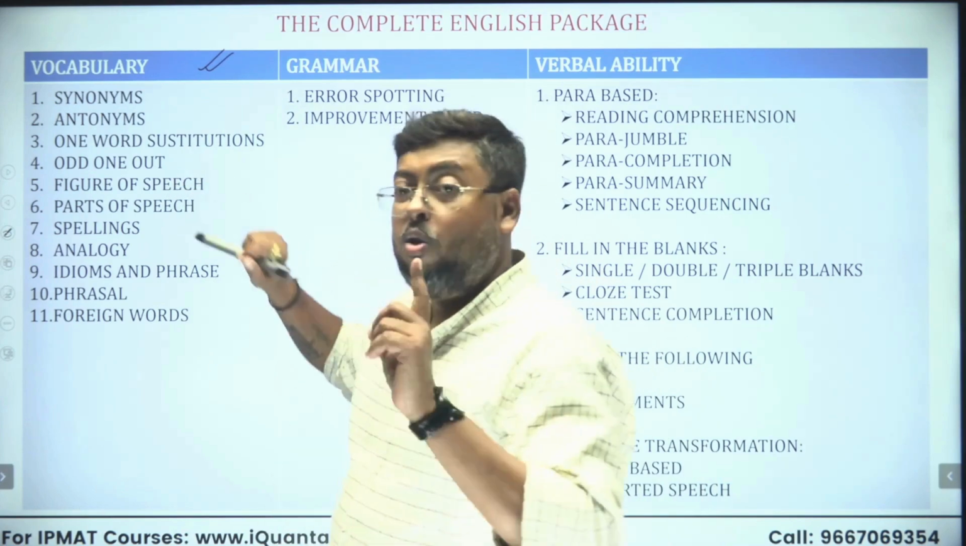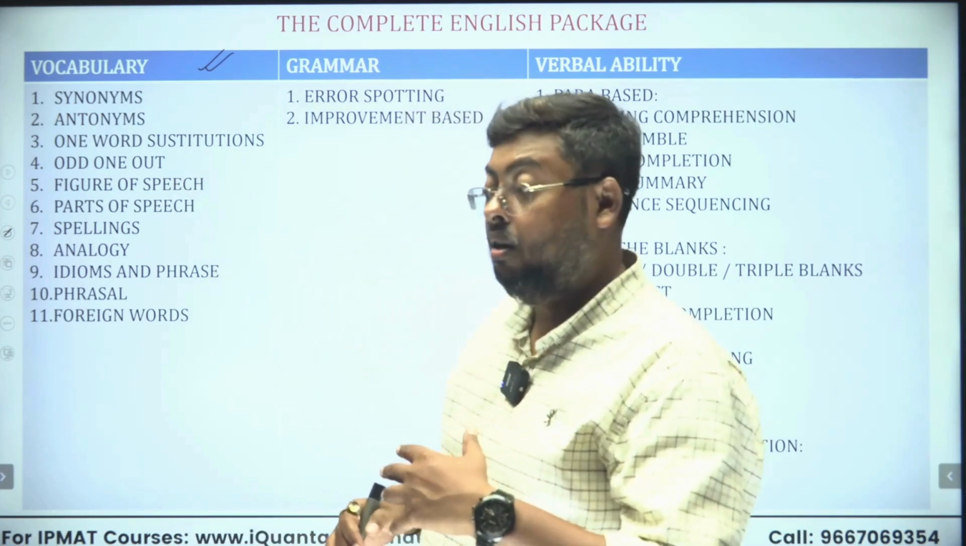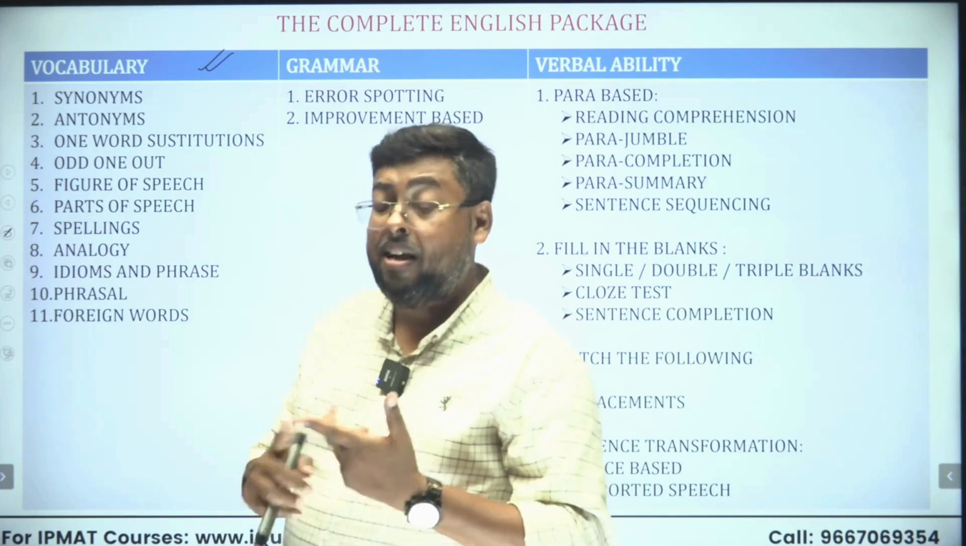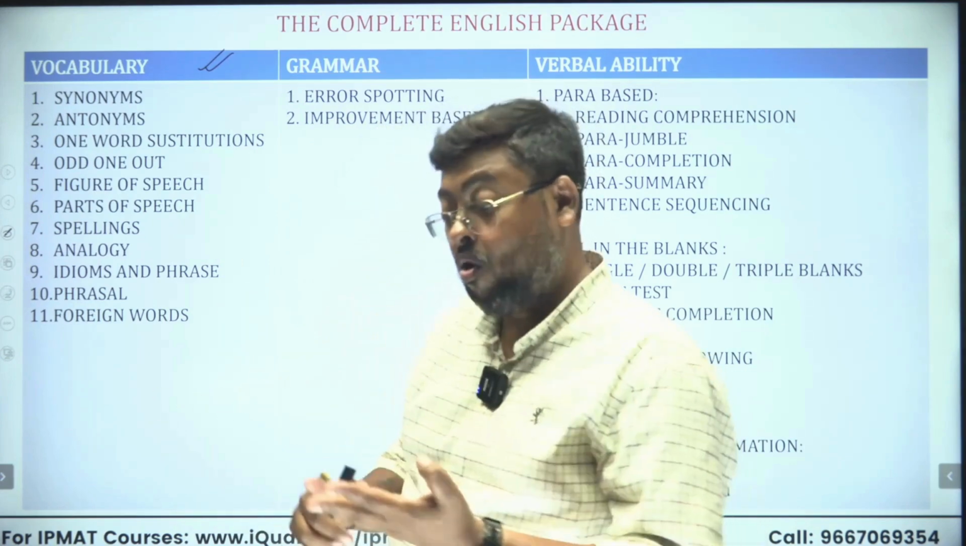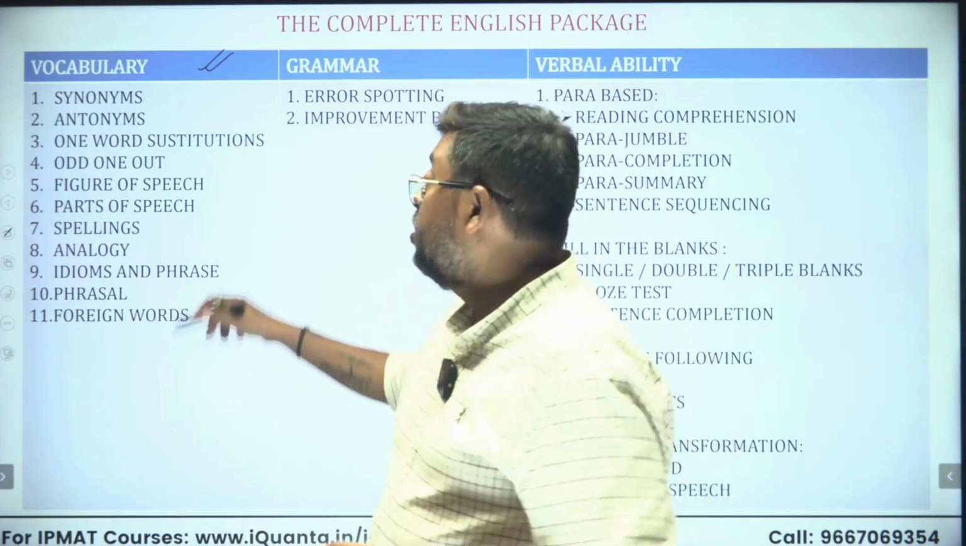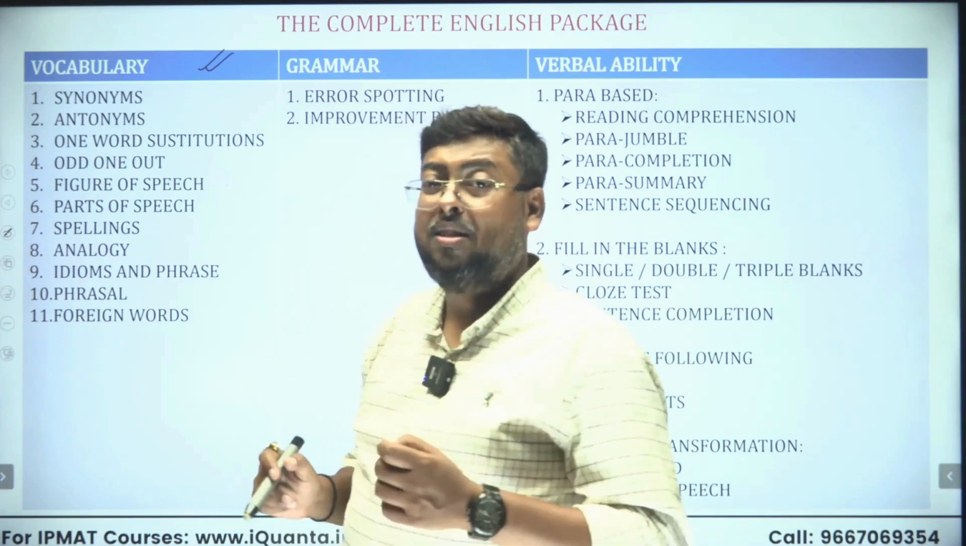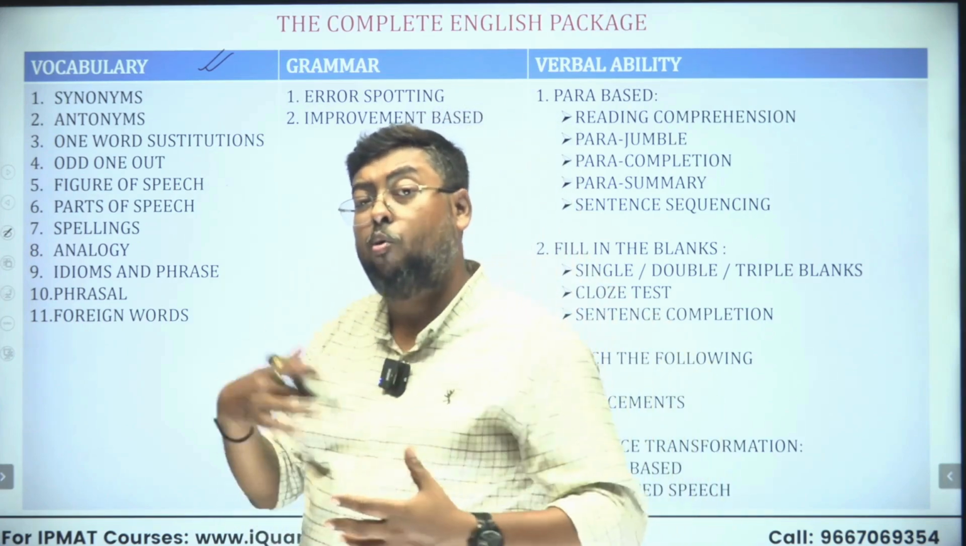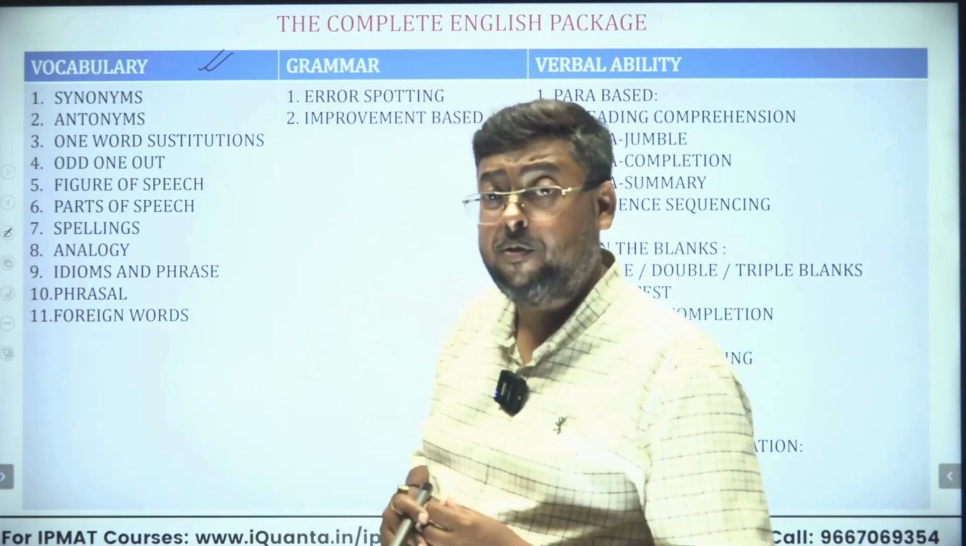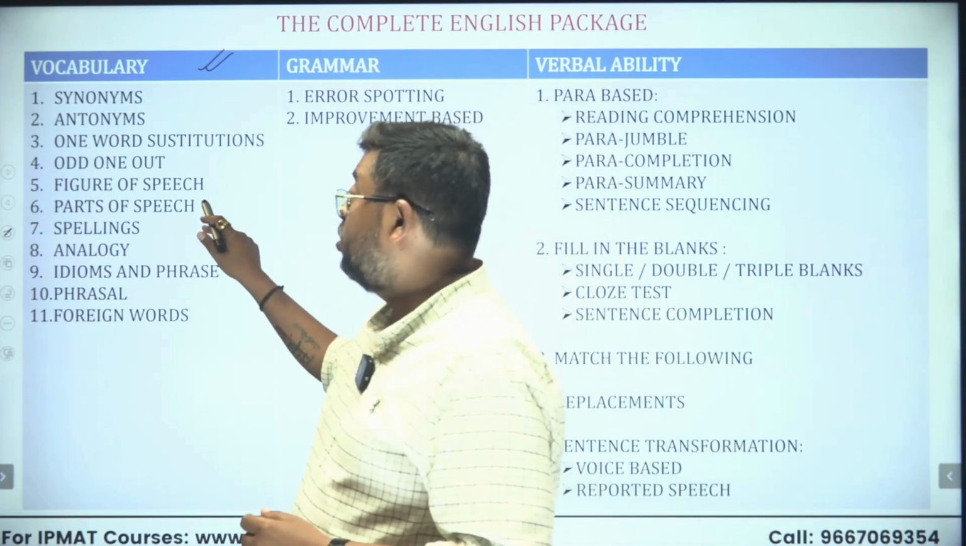Then we have got odd one out. So a word is being used, either way it is grammatically incorrect, or it does not make any sense, or its syntax is wrong. So we figure that out in this odd one out. Figure of speech, what is that? So all the literary devices, all the poetic devices, they might also be a part of your paper. Then we have got parts of speech coming across.